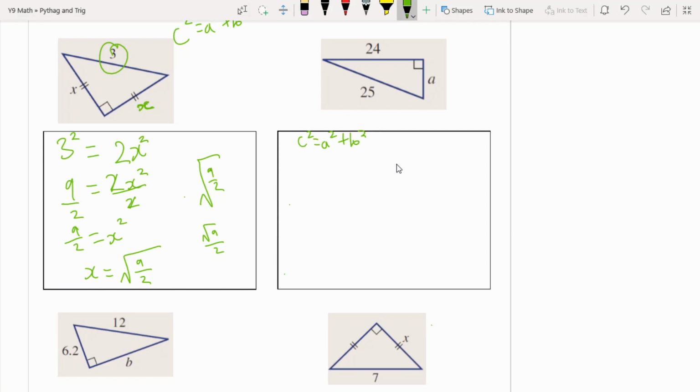So c squared, let's substitute 25 alongside in there. So 25 squared equals a squared, we don't know, plus 24 squared. Let's move those over to one side. Gives us that. Put that through the calculator. And a squared will equal to 49. Now we square root 49 and that gives us 7.